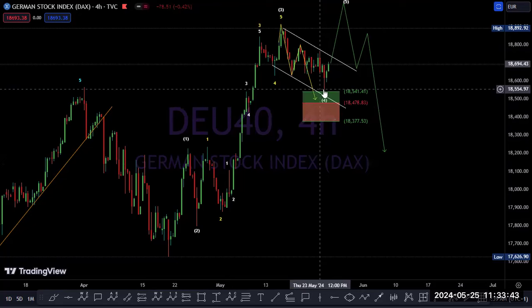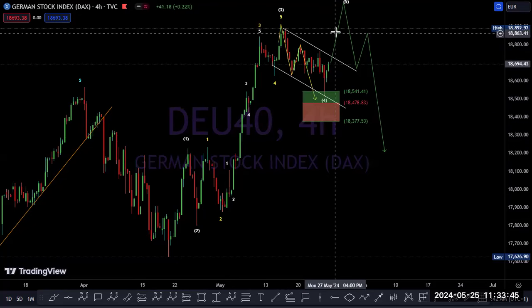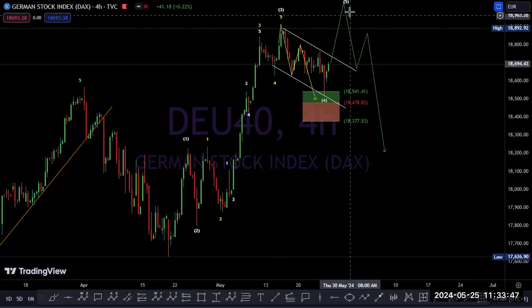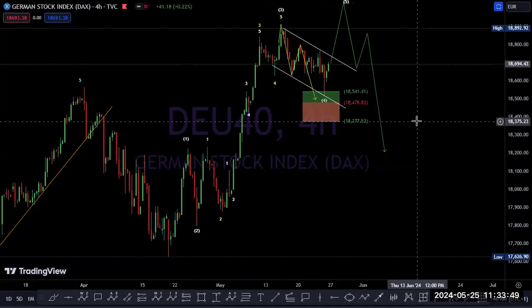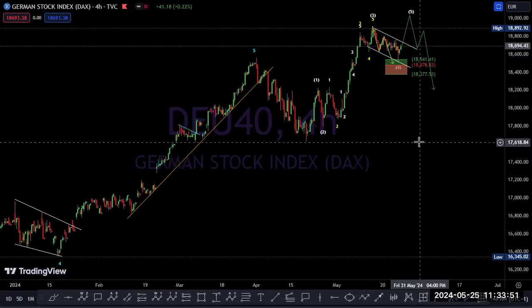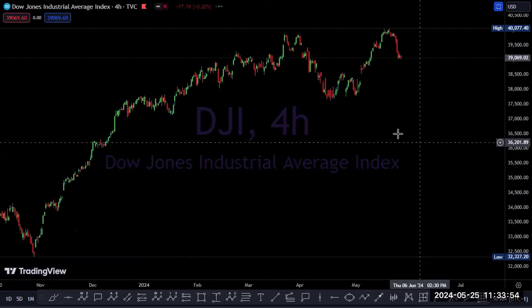On the free charts, I share most of these things. Universal is only to reverse, and it is now buying. So after this buying, we expect the big correction. So that's all I can say about that.